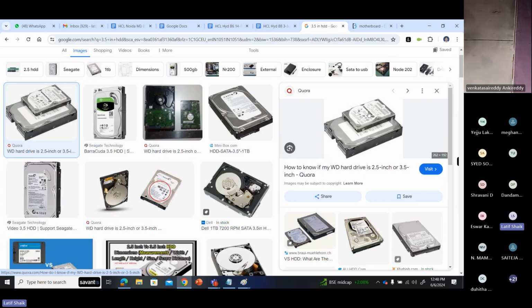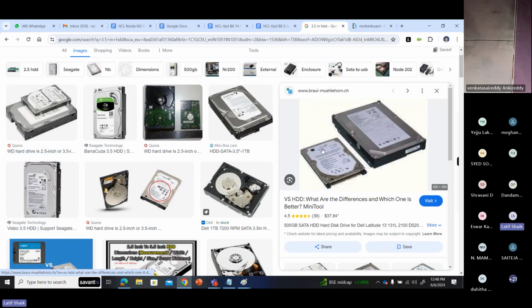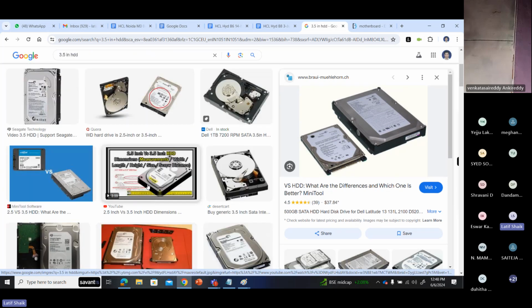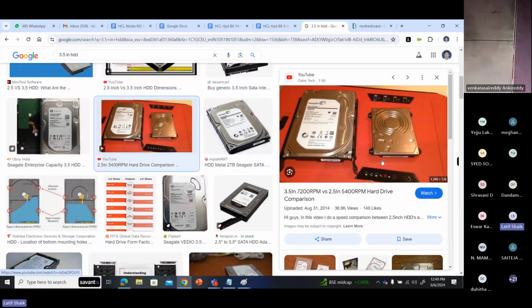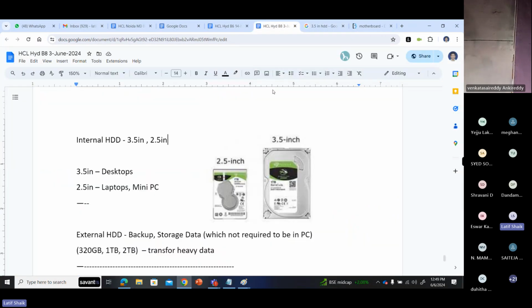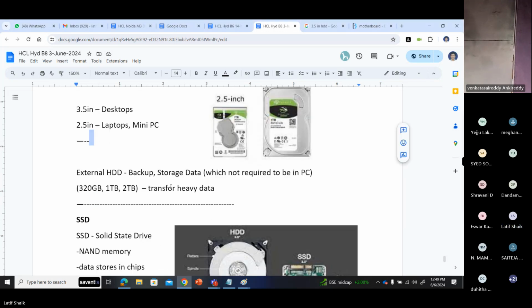And there is a 2.5. You can see the small one. This is a 2.5-inch hard disk, mainly for laptops and mini PCs. So this 2.5-inch is for laptop purposes and this is for desktop purposes. Of course, you can use 2.5 in a desktop also, but 3.5 you can't use in laptops. That is the problem, because a laptop cannot provide that power directly. We need external power.